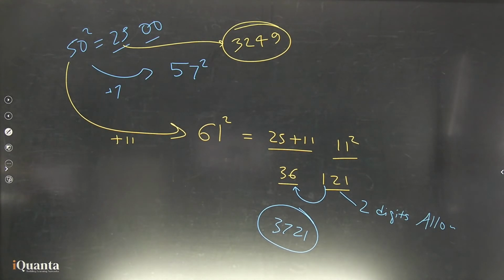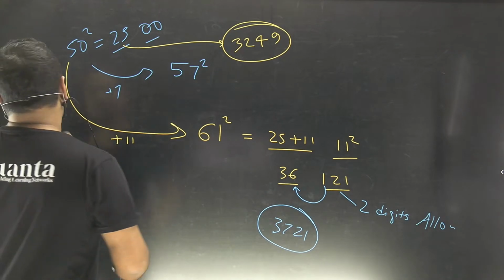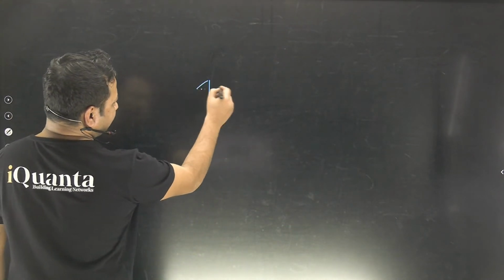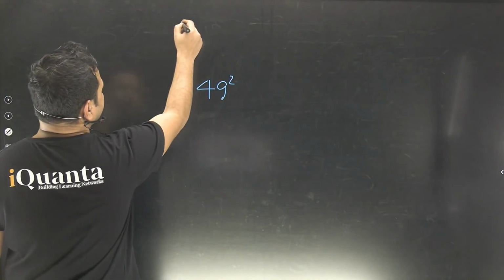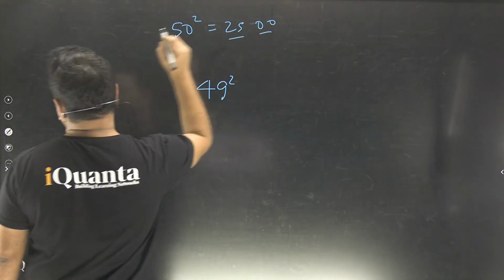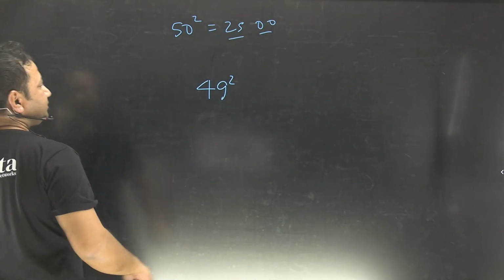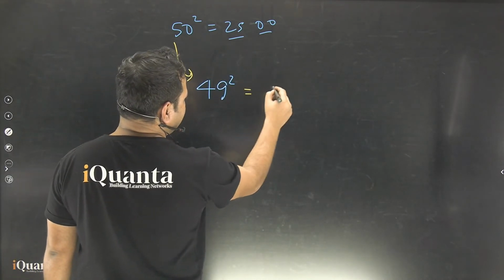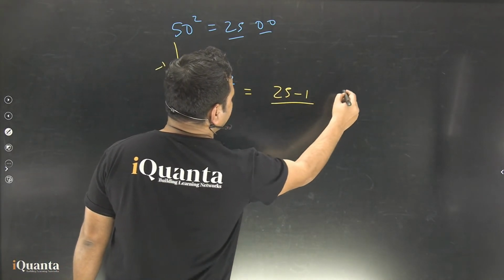No, Soham, no, do not do that. Only bases, only multiples of 50. Oh, okay. Perfect. Now, let us take something which is lesser than 50. 49. Okay. 49 is 1 less, 25 minus 1 and square of 1.